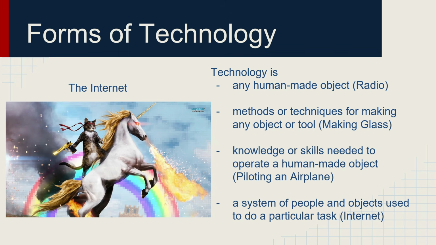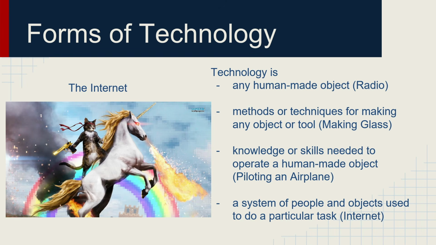That is the kind of technology most people picture first, but technology can also be a method or a technique for making something. The process used to make glass is technology, even though the process itself is not an object you can physically hold. It can also be knowledge or a skill needed to operate man-made objects, such as knowing how to pilot an airplane.